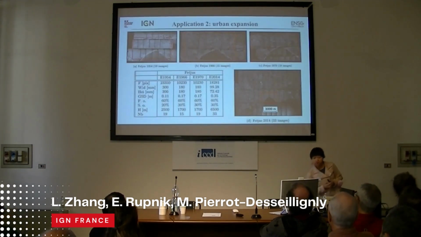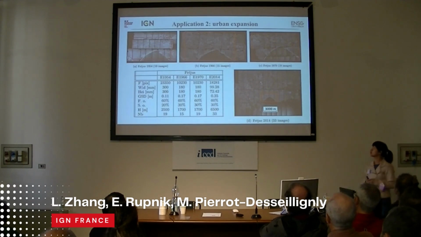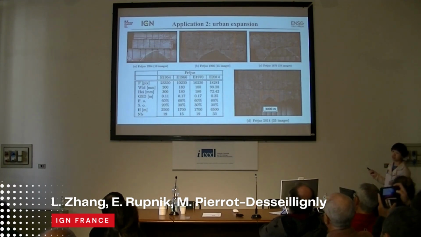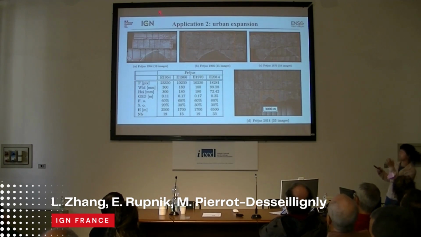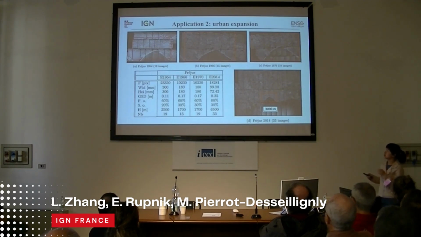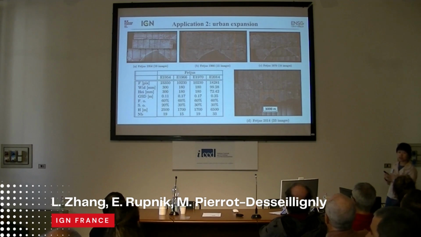Okay. Now let's move to the second application, which is urban expansion. This test site is located in Fréjus, France. It is an urban area, and we have 4 epochs. The 3 are historical epochs, and this one is a modern epoch. This is a very challenging case.